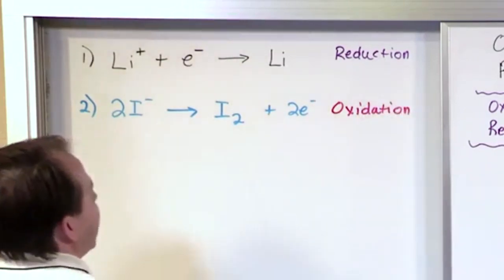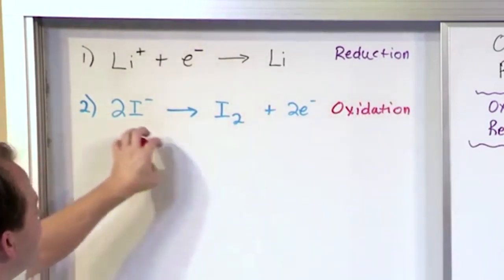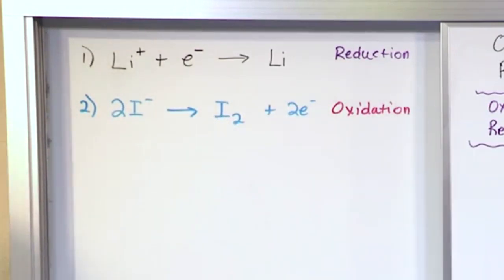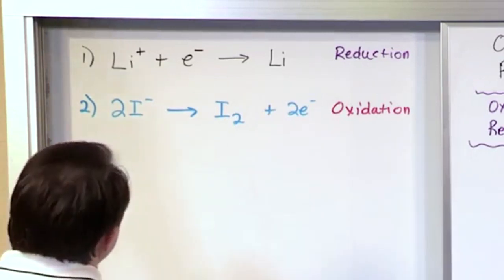So basically in these half reactions, if you see electrons leaving the scene of the crime, we start with something and then you end up with something, and electrons are leaving, that's losing electrons. That is electron donation. And so that is oxidation.